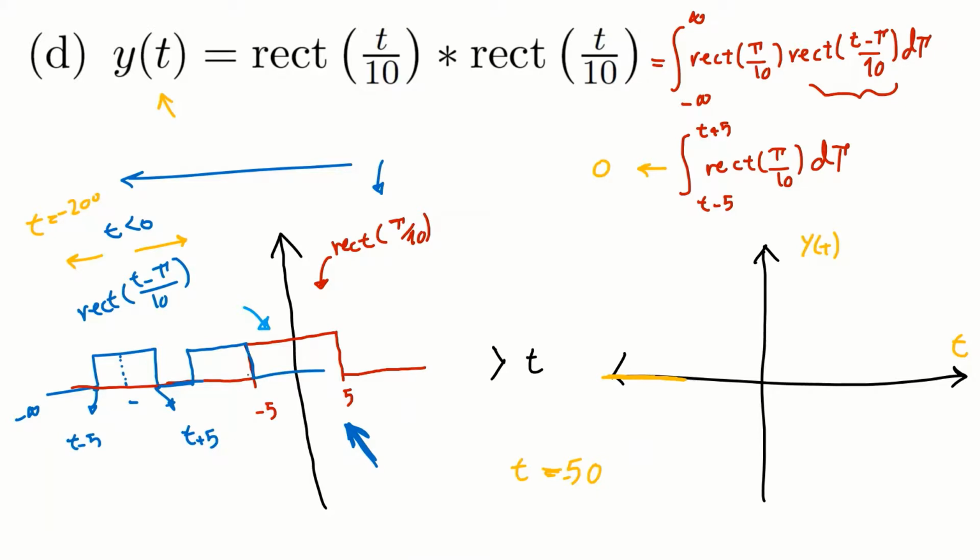So the overlap happens when the right edge of this signal overlaps with the left edge of this signal. And that happens when this value equals this value. t plus 5 equals minus 5, and that means when t equals minus 10. Okay, so when t equals minus 10, there is overlap between the non-zero parts of the signals, and that means the product can be something other than 0. So let's calculate that.